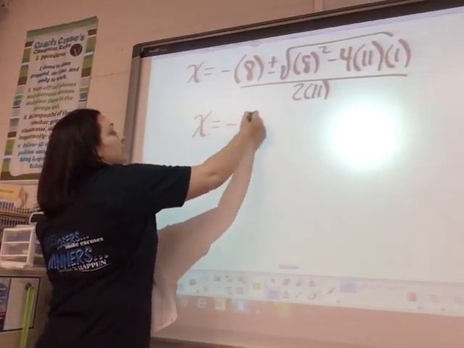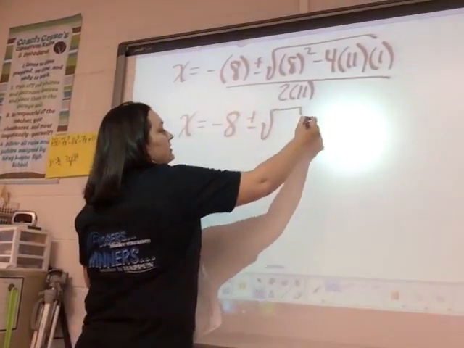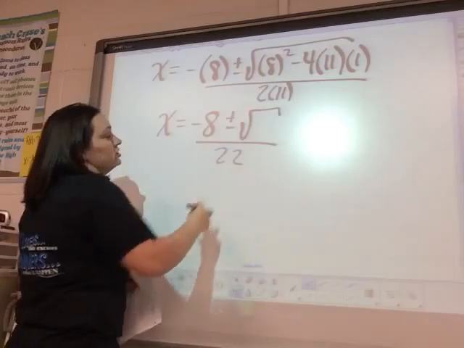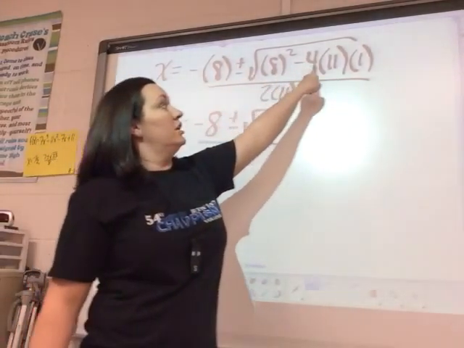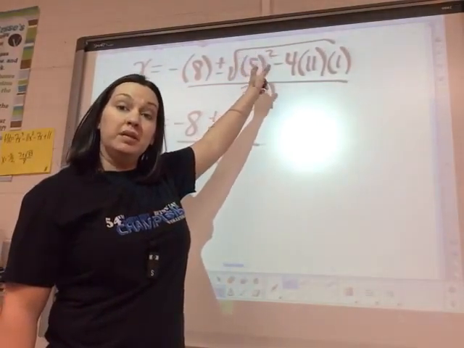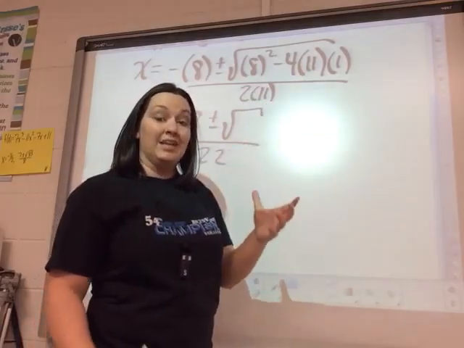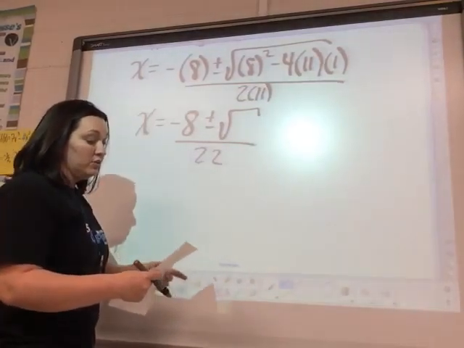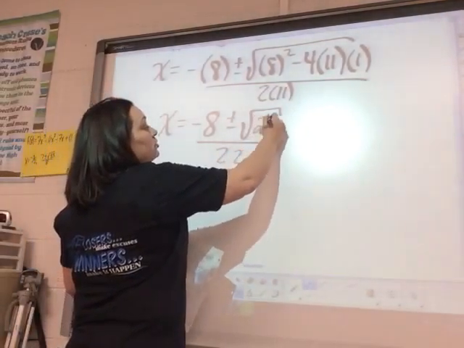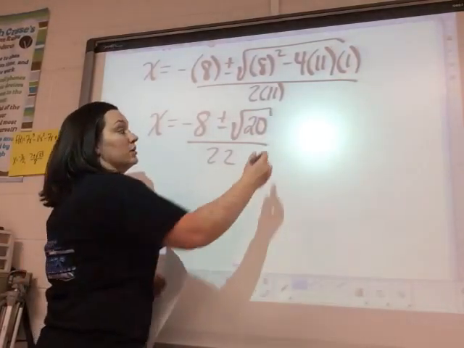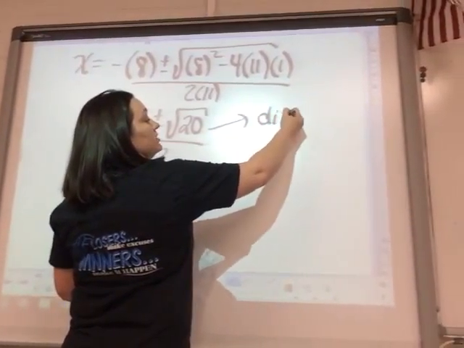So x equals negative 8 plus or minus a tiny radical over 22. You can type in just the numbers under the radical, just the b squared minus 4ac part, and get a tiny number that's going to help you reduce this real quick. It becomes 20. Now, why is that important? 20 is your discriminant.